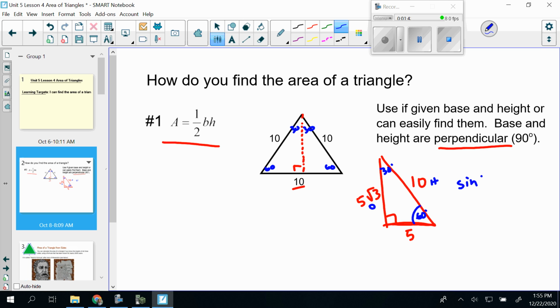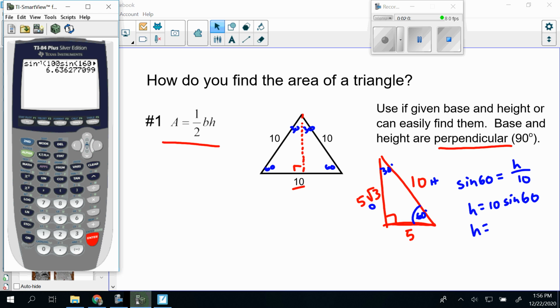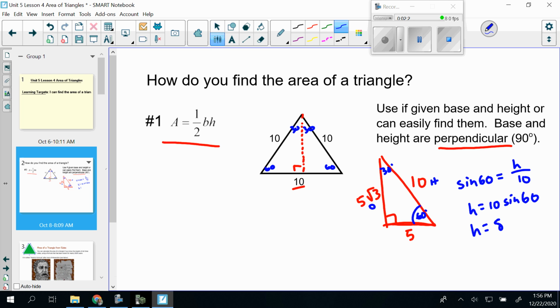So you could do sine 60 equals the height. I'm going to pretend I don't know what that is, over 10. So the height's going to be 10 sine 60. And you could use your calculator then to approximate that. Just showing you, both of these end up being the same thing. If you do 5 square root 3, we get that. If you do 10 sine 60, you get the exact same thing. So either way, you get about 8.66 there for the height.